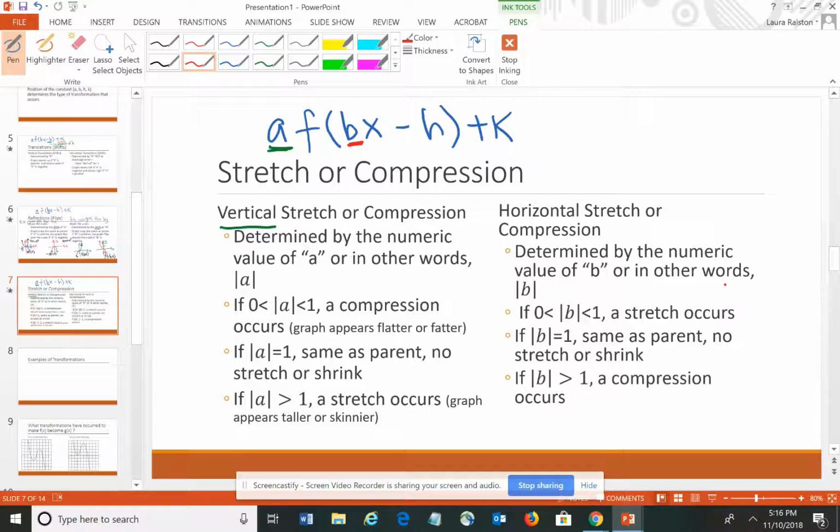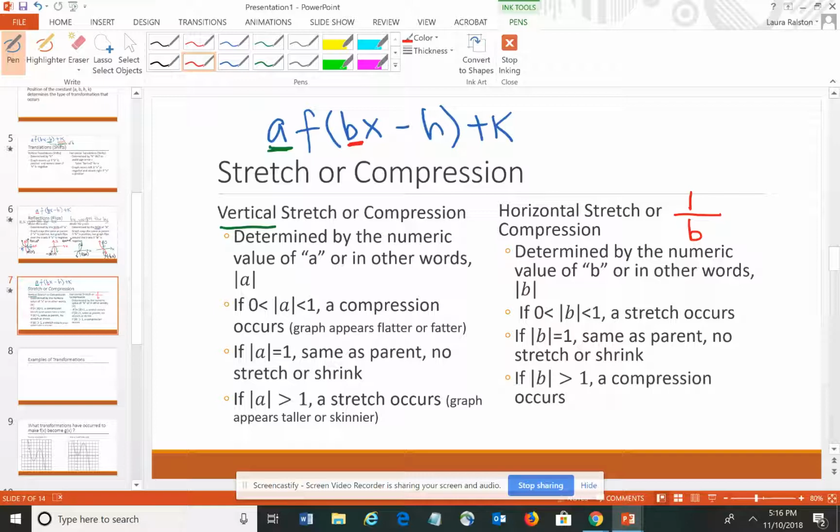And again, at this point, we're more concerned with the numeric value, not the sign. So you're looking at the absolute value of B. And this one seems a little bit backwards because when you start thinking about doing the horizontal stretch or shrink, we think about it in terms of 1 divided by B is actually the factor by which we would stretch or compress. And so if B is between 0 and 1, it's typically a stretch. And if it's equal to 1, nothing's happening. And if it's greater than 1, there is a compression.